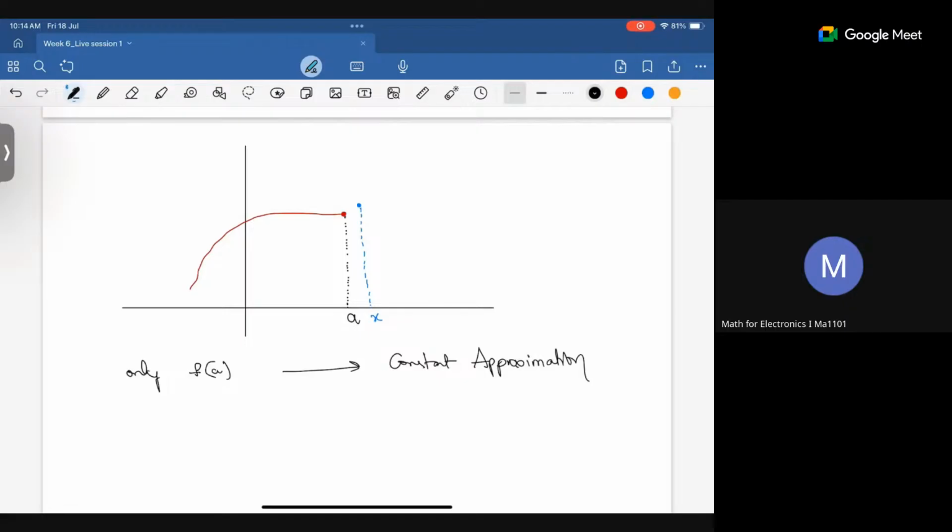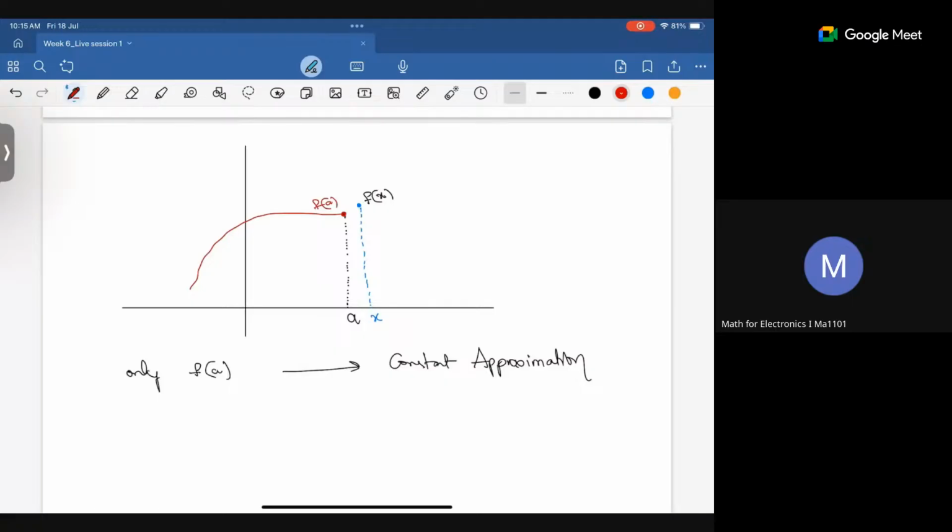What does it mean? If I know only the function value at x equals A, what I will say is that as x is very close to A, f of x will also be equal to f of A. So I'll conclude that f of x is approximately equal to f of A. So this is f of x and this is f of A.